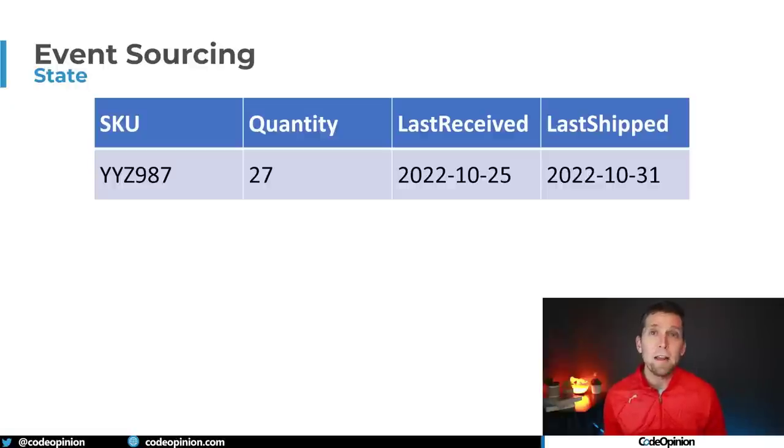So fundamentally, event sourcing is a way to persist state. Instead of persisting state like this, let's say we have a relational database, or you could think of a document store and a document. Let's say we have a particular product in a warehouse, and its SKU, that product identifier is YYZ987. We have a quantity on hand of 27. We last received this on a particular date, and we last shipped that product out on a particular date.